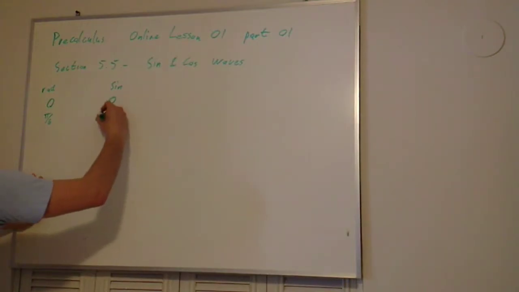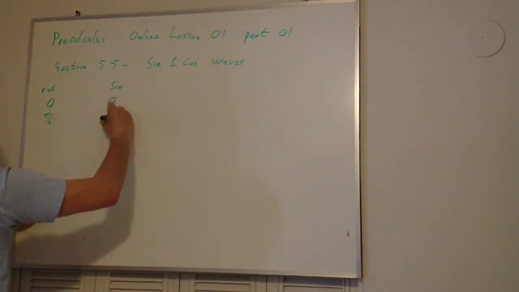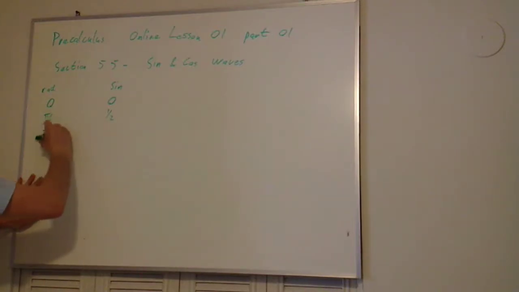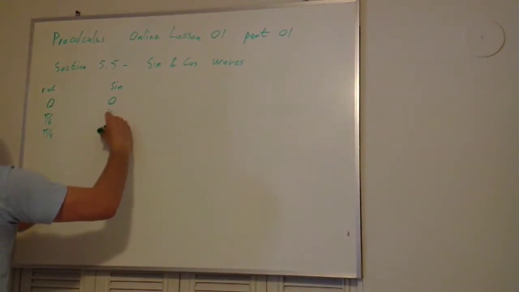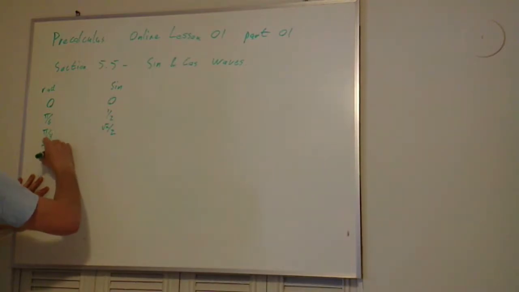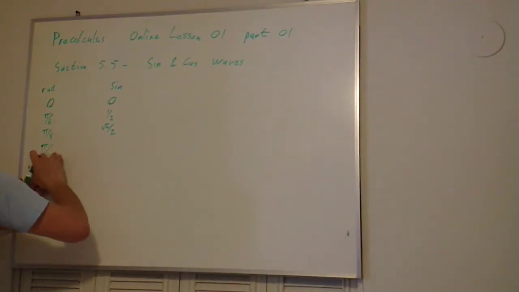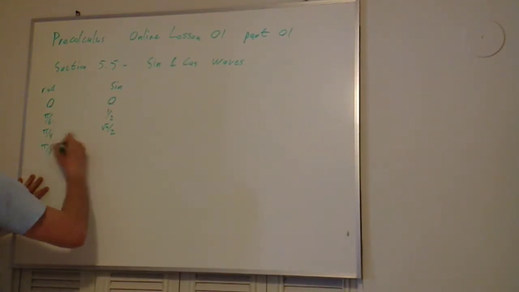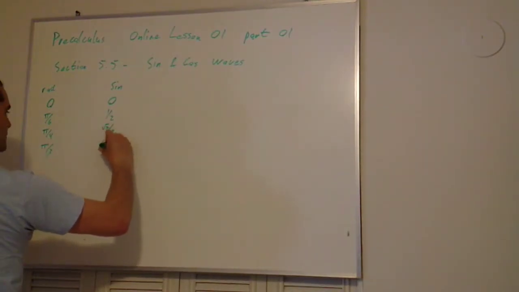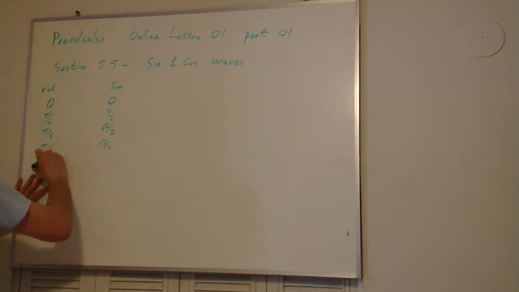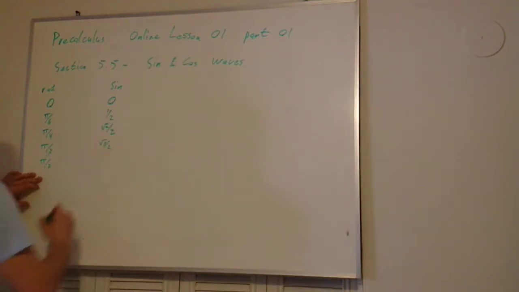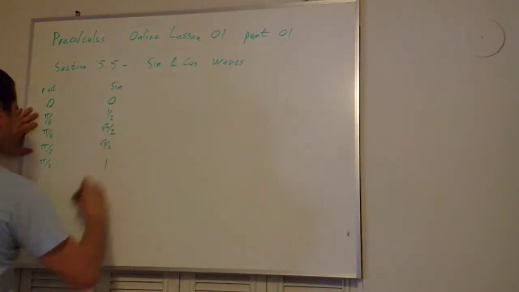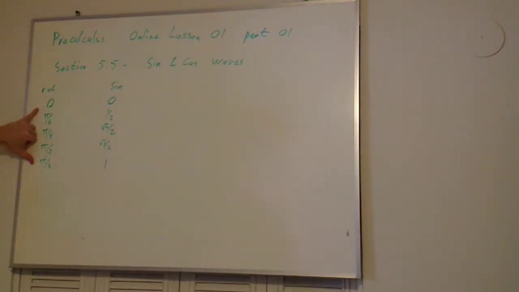Pi over 6, we're going to get 1/2. Pi over 4, we're going to get root 2 over 2. Pi over 3, we get square root of 3 over 2. Pi over 2, we get 1. This is the first 90 degrees, the first quadrant of the unit circle.